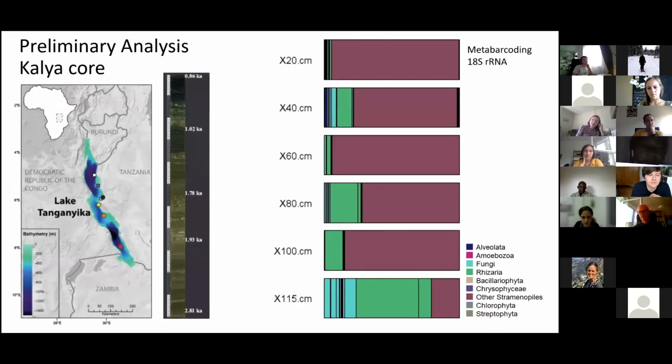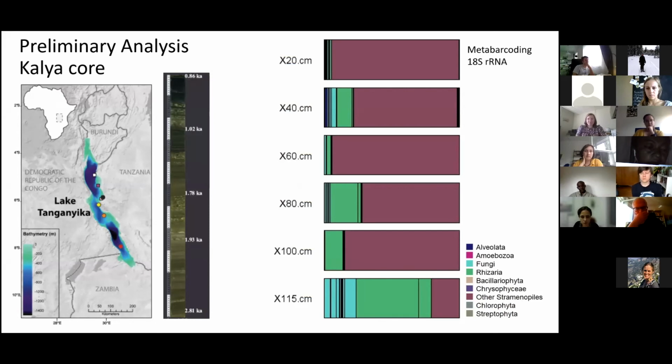So I'll start with a little bit of the preliminary analyses that we have from the Kalia core. The Kalia core was taken from the southern portion of Lake Tanganyika. My work on this core was just a very rough analysis at 20 centimeter intervals of the core material. I did 16S rRNA, a very low sequencing depth pass at this. We had very much dominance of just a handful of OTUs, but we did recover enough DNA to sequence.